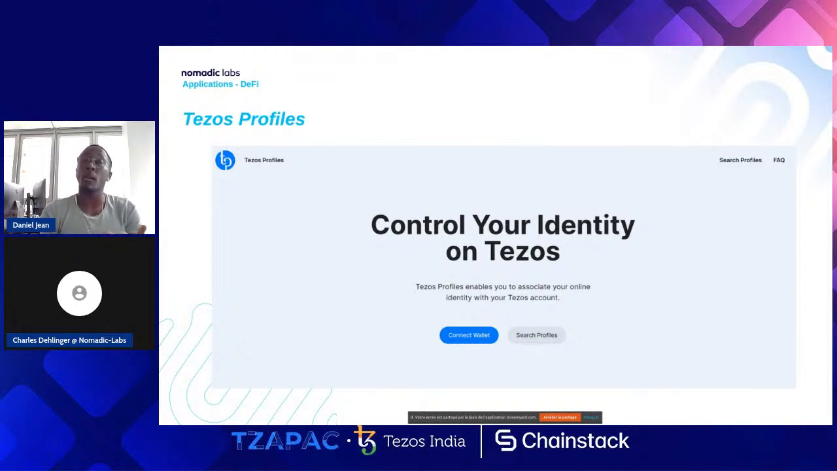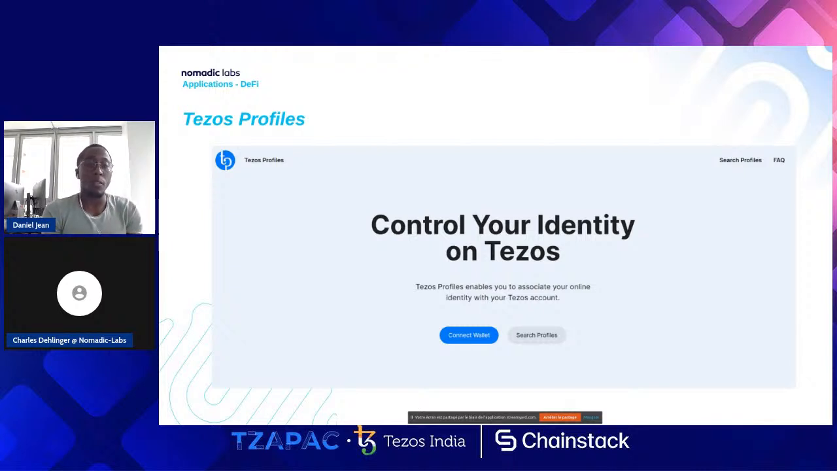It can be, for example, helpful for artists. Imagine I'm an artist and I have an official Twitter account. I can link it through Tezos Profile to my Tezos address. So when I mint, for example, an art piece on Hic et Nunc, everyone can see that it is my official TZ address which has minted a specific art piece.